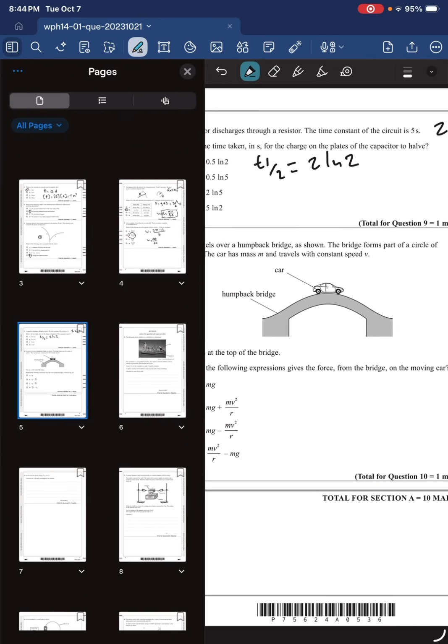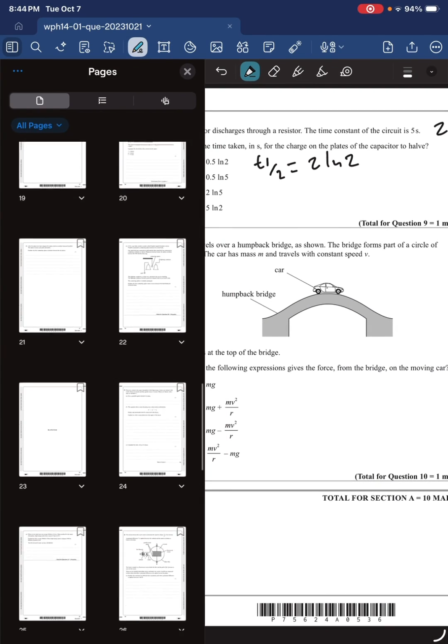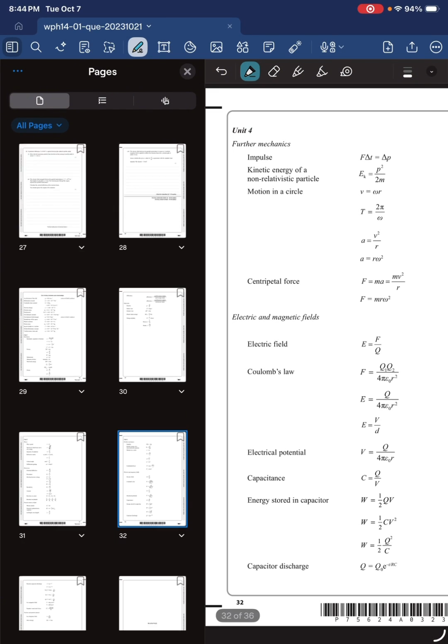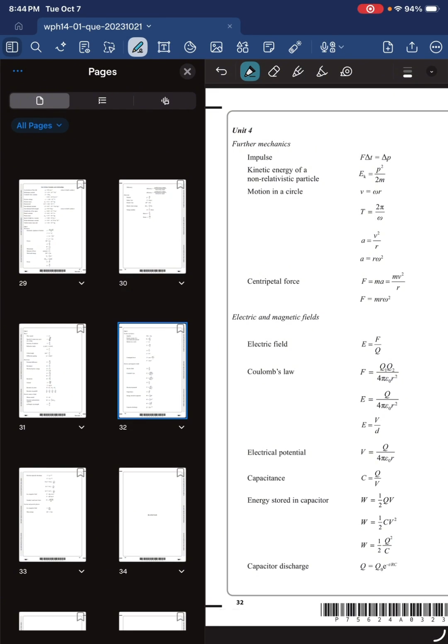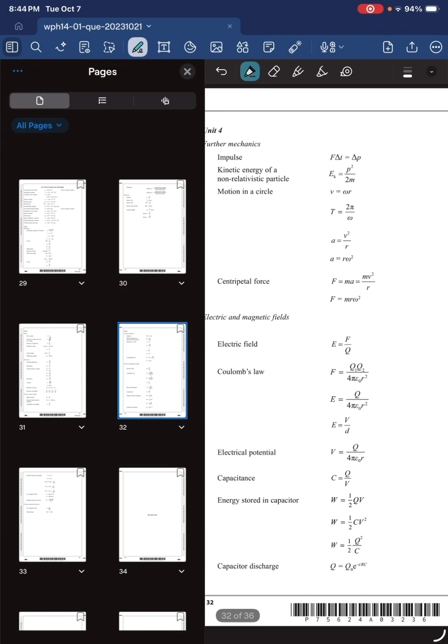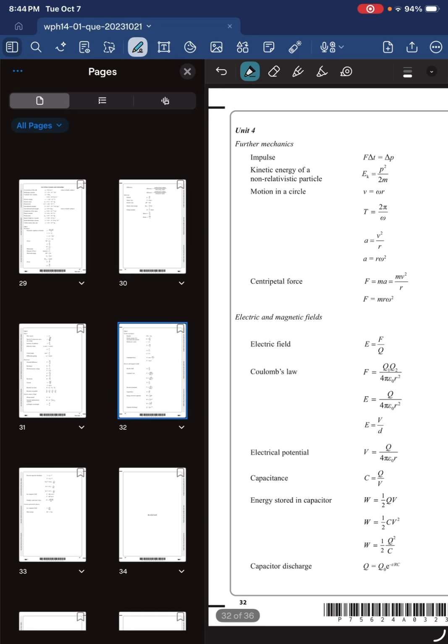Let's go check. They give you some formulas. So let me check. So unit 4, okay. Do you see, do they give this? Okay, no, I'm not sure.